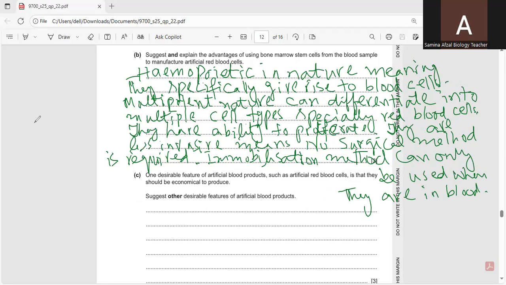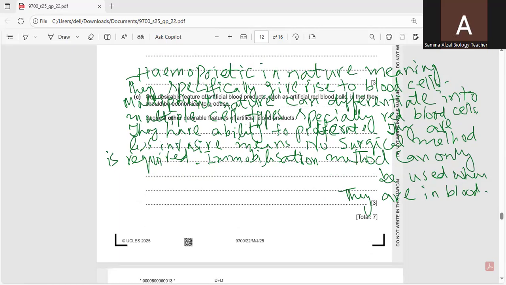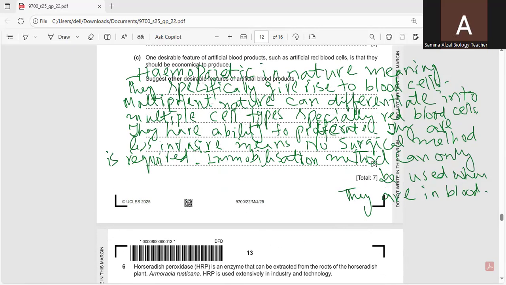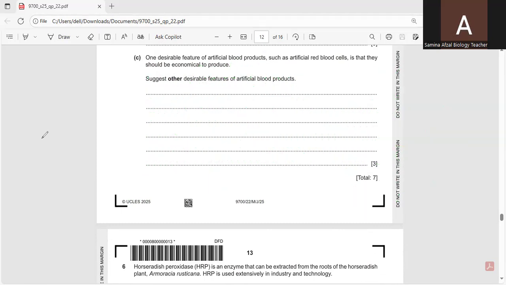So these are a few of the advantages; according to the marking scheme and marks, these are enough. So we move to the next question, which is: one desirable feature of artificial blood products such as artificial red blood cells is that they should be economical to produce. Suggest other desirable features that artificial blood products should have.